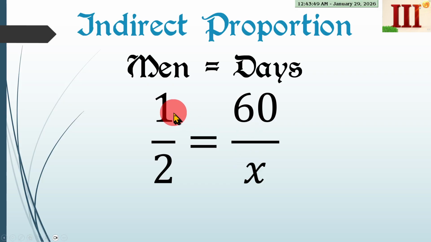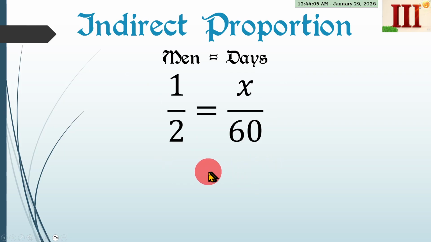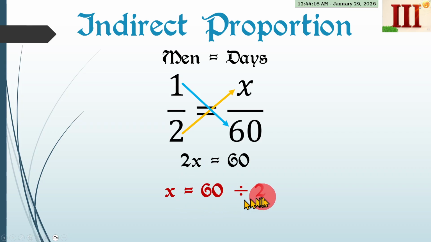What you need to do is reverse one of these fractions. You can switch this one, put the 2 on top and the 1 on the bottom, or you can switch the back one, the x on the top and the 60 on the bottom. Either will give you the same answer. As you can see, we have done the switch. So now we're going to multiply 2 by x and 1 by 60. So 2x equals 60, divide both by 2, and you'll get x equals 30 days.